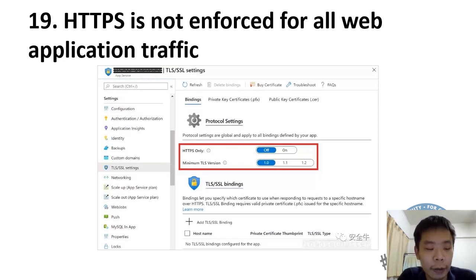Now, you may be wondering which TLS version you should use. NIST, National Institute of Standards and Technology, and PCI, Payment Card Industry, no longer recommend using TLS version 1.0 and 1.1. Therefore, you should always choose at least TLS version 1.2.